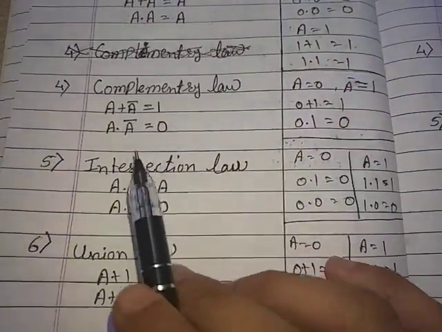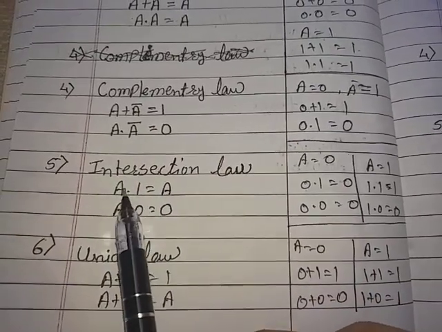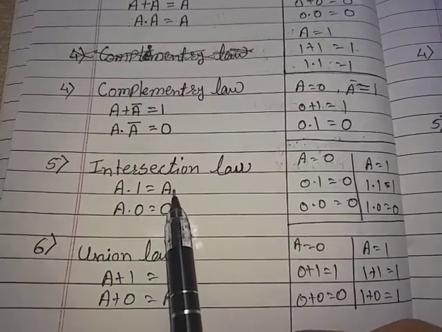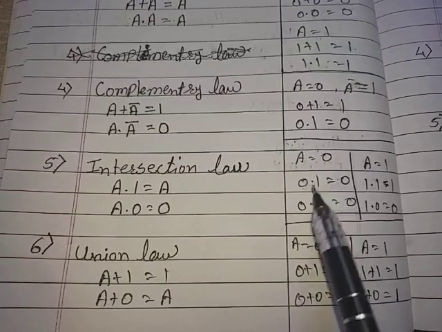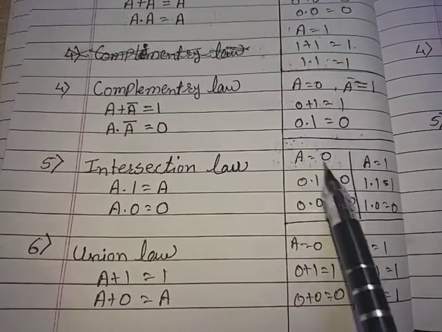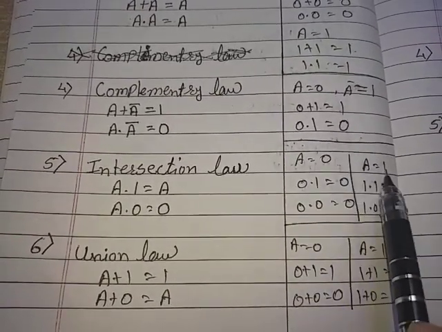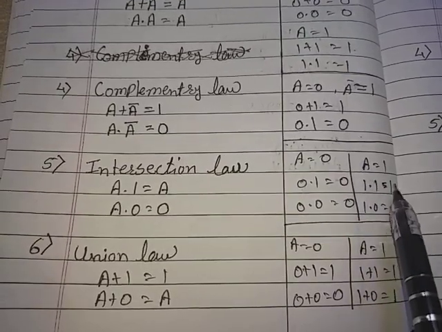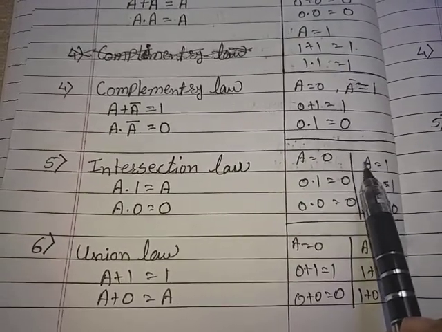Now next is the insertion law. A dot 1 is equal to A. Suppose A is equal to 0, so 0 dot 1 is equal to 0, and 0 is equal to A. Suppose A is equal to 1, so 1 dot 1 is equal to 1 and the value of 1 is equal to A. So what we get?